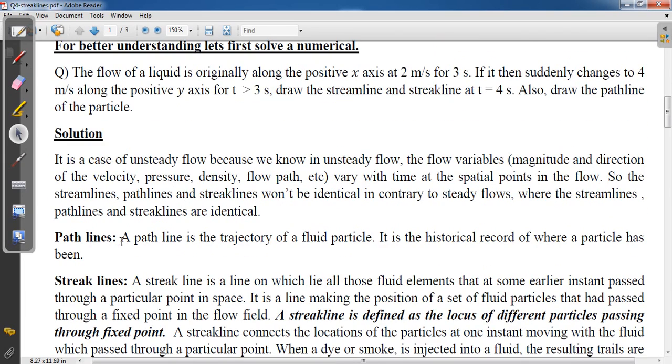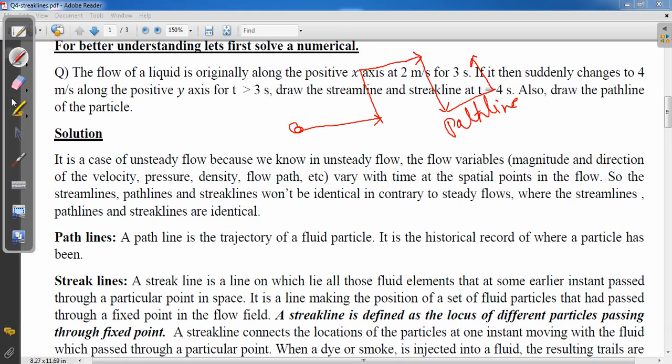Now let's see some definitions. First, the path line. A path line is the trajectory of a fluid particle. It is the historical record of where a particle has been. You just sit on the particle and travel with it, and wherever the particle is flowing, you travel with it. So that will be the path line.